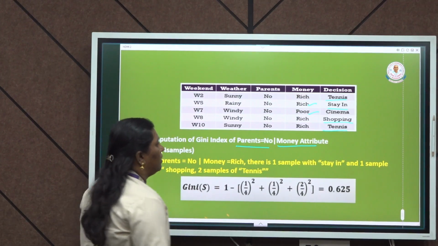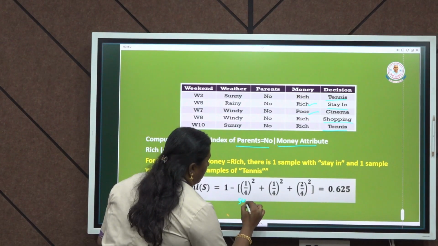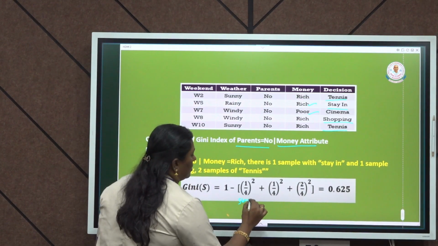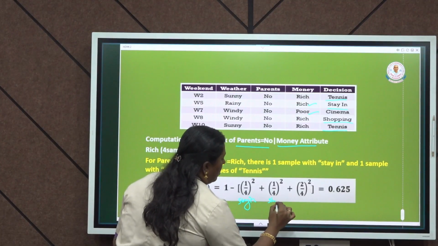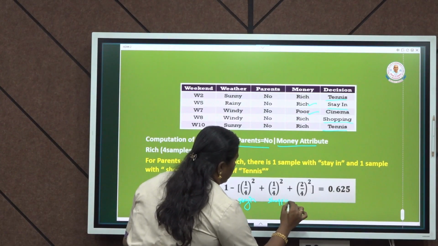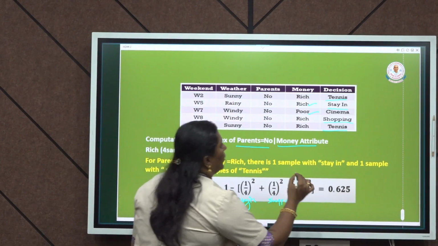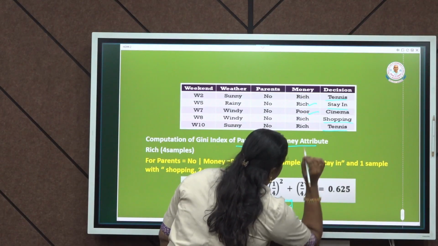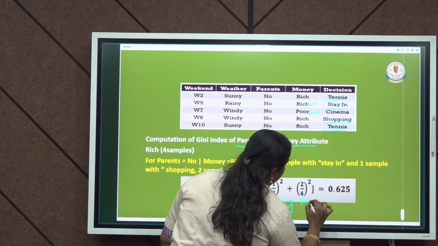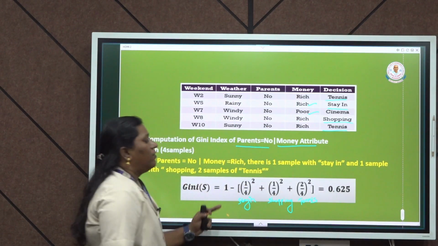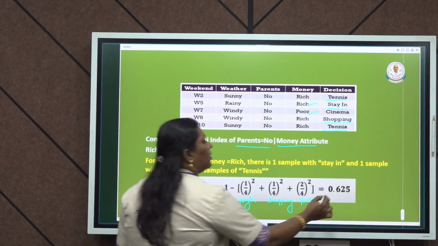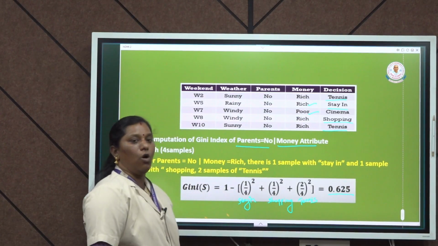While applying the formula, this is for stay in, this is for shopping. Out of 4 instances, one is for stay in, one is for shopping, and 2 are for tennis. While solving this, we will be getting 0.625 as the output.